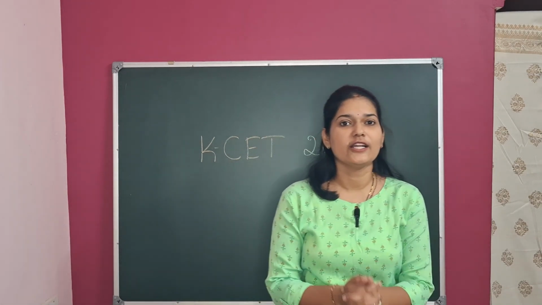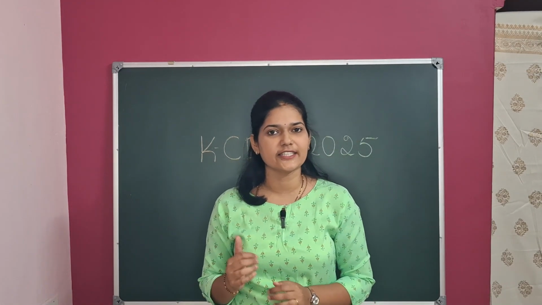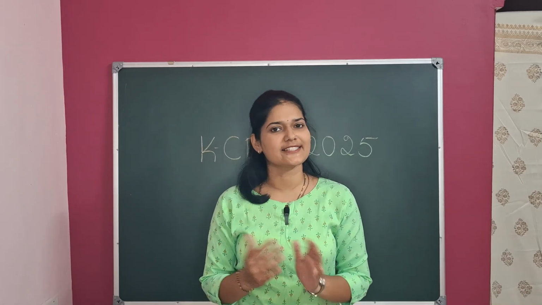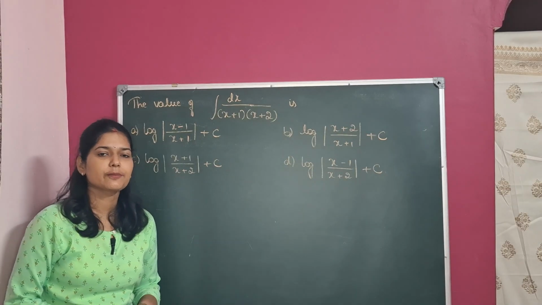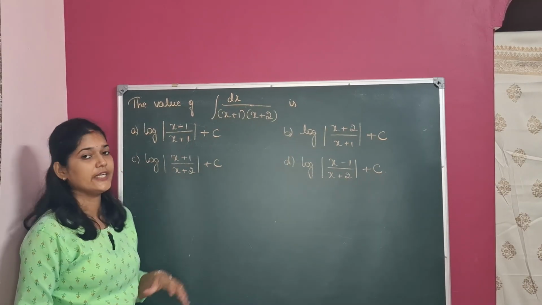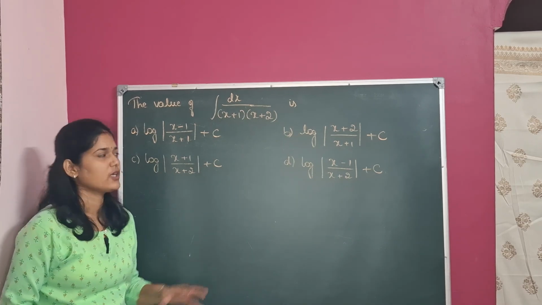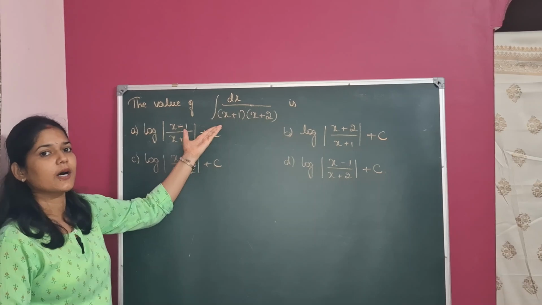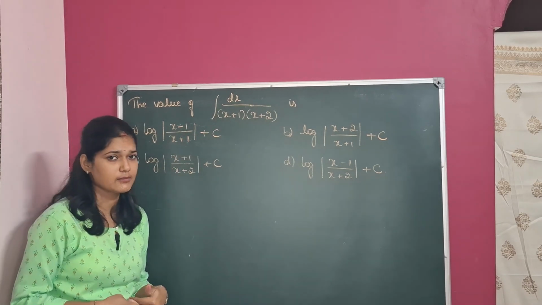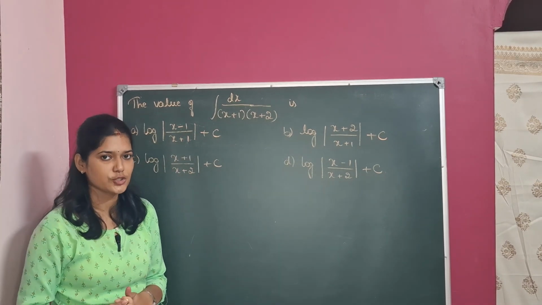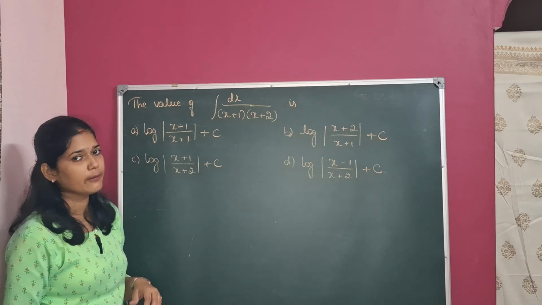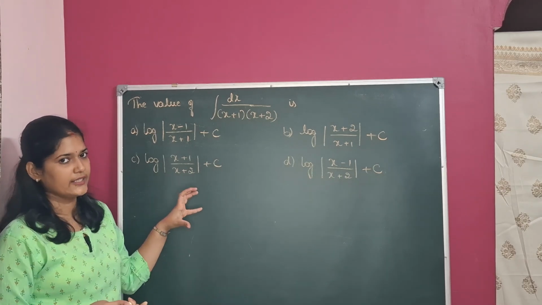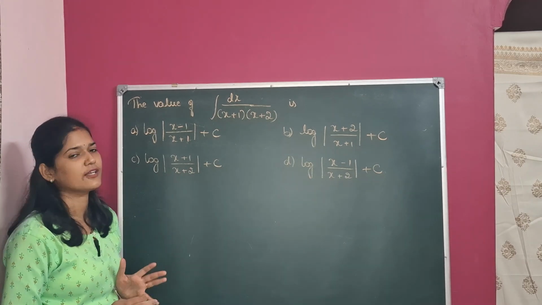In this video, let us discuss the solution of KCET 2020. Now, let's get started. This is a problem related to integration using partial fractions. So, we have to convert the given integral into partial fractions, that is A by x plus 1 plus B by x plus 2. To find the values of A and B, in the previous video I had given the shortcut method to find the values of A and B.